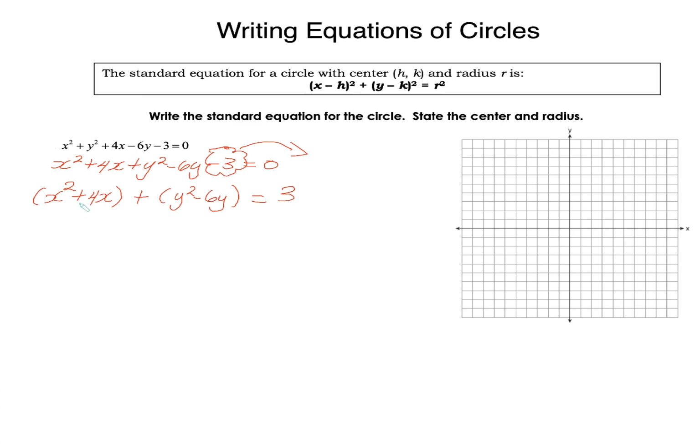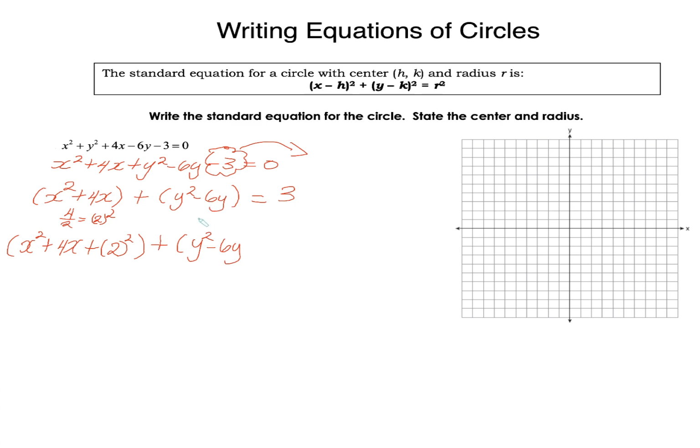Our next step is we have to complete the square. I did a video on completing the square. I'll link it at the end. So remember to complete the square, you have x squared plus 4x plus, now remember we're going to take half of our b. So our b is 4, half of 4 is 2, and then we have to square that. So we're going to add that here, plus y squared minus 6y.